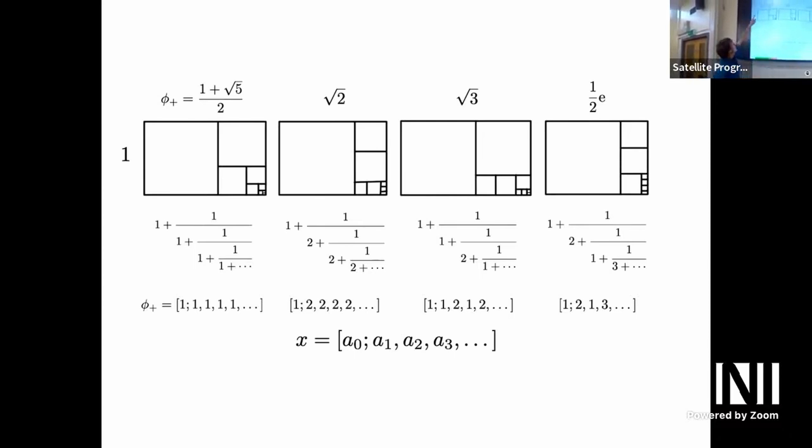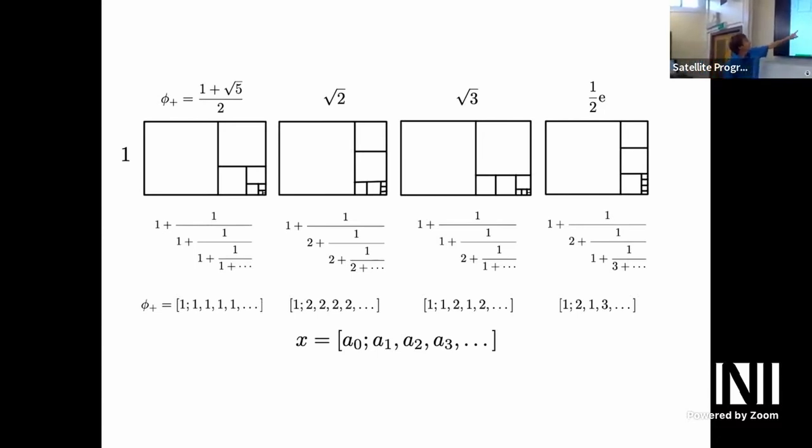And so if you wrote the square root of two in its continued fraction expansion, you get one, which is that one square, two, which is these two squares, two, which is these two squares, and so on forever. And this method of construction picks out the continued fraction expansion approach to writing out an irrational number. And that's what we like to do here.